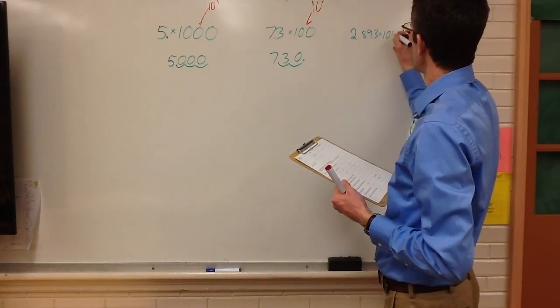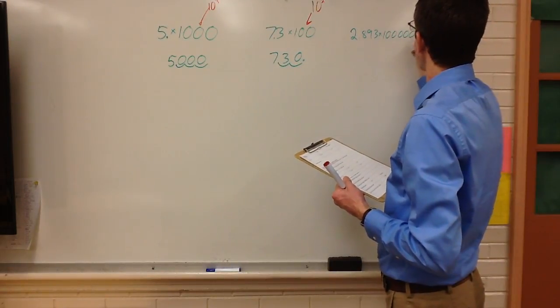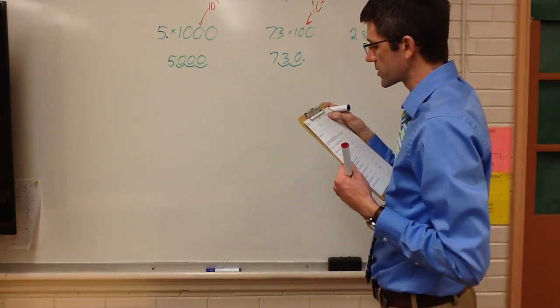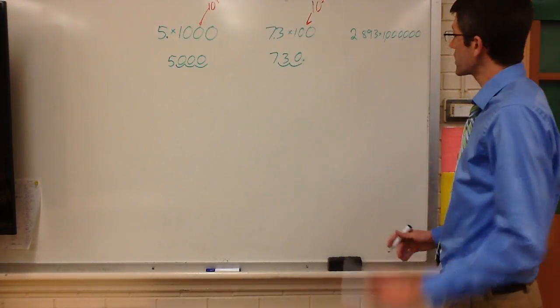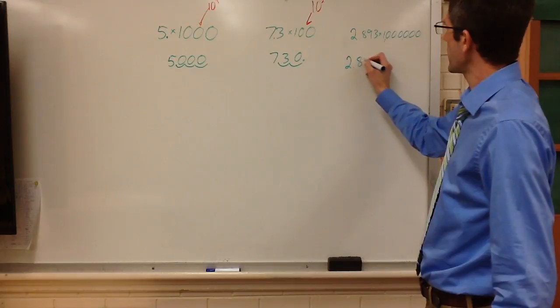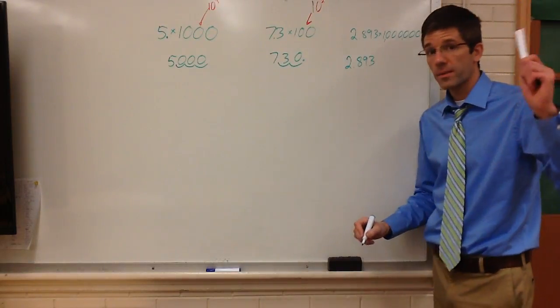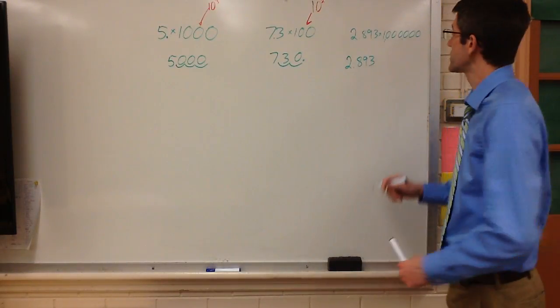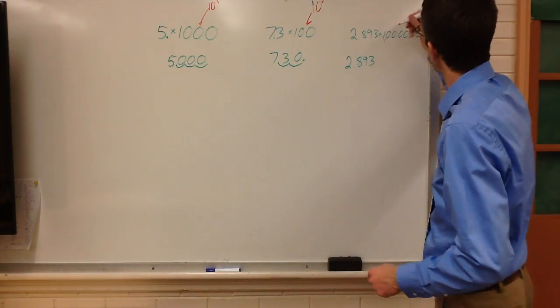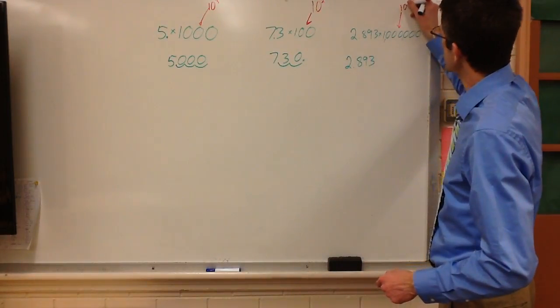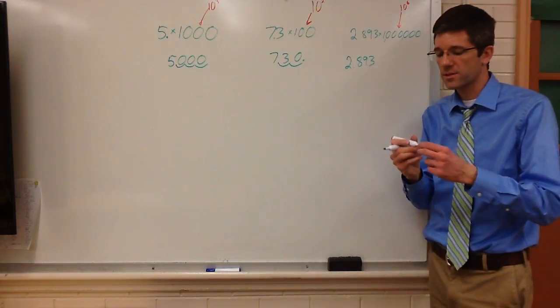2.893 times 1 million. 1 million has 6 zeros. I counted that right, didn't I? Yeah, I did. A million has 6 zeros. So what we're going to do is take 2.893 and move our decimal place 6 times because this is the same thing as 10 to the 6th power. That's going to come in handy in just a second.